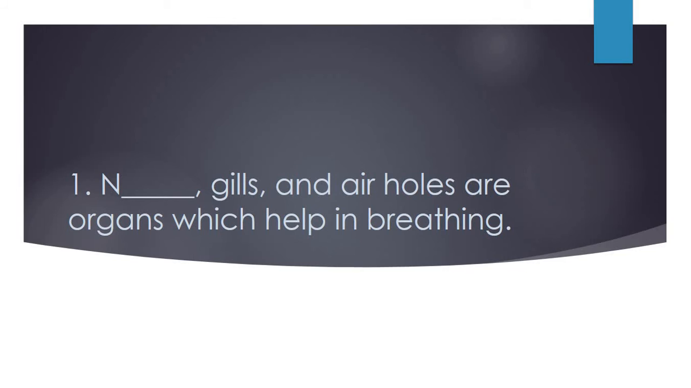Okay, I hope at least a few students have tried to write the answer on their own. So the correct answer is nose. Nose, gills and air holes are organs which help in breathing for human beings, animals, plants. So here the word nose was missing. Please write down the answer if you have not written.